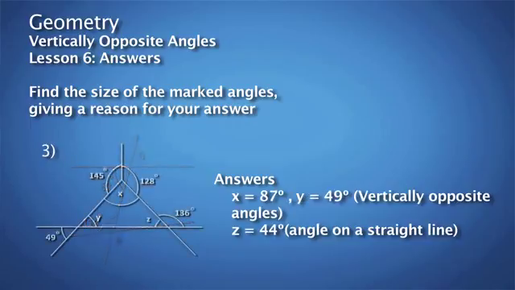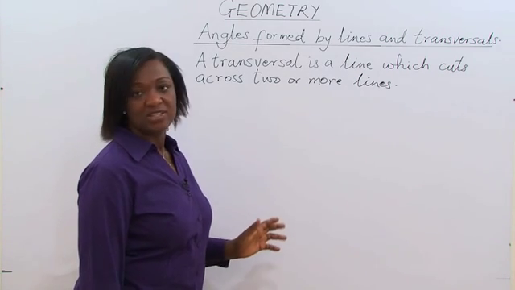Number three, the value of angle X is 87 degrees because it's a complete revolution. So 87 plus 145 plus 128 will give you 360 degrees. The value of angle Y is 49 degrees. They are vertically opposite angles. And the value of angle Z is 44 degrees because it's an angle on a straight line with 136 degrees. Well done.